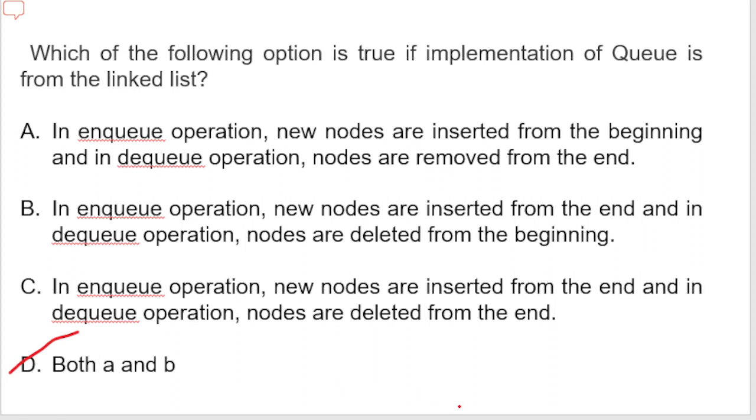As we know that queue has two ends, one for the insertion and other for the deletion. If queue is implemented using linked list, then it can be done in either of the ways. So both A and B are correct.